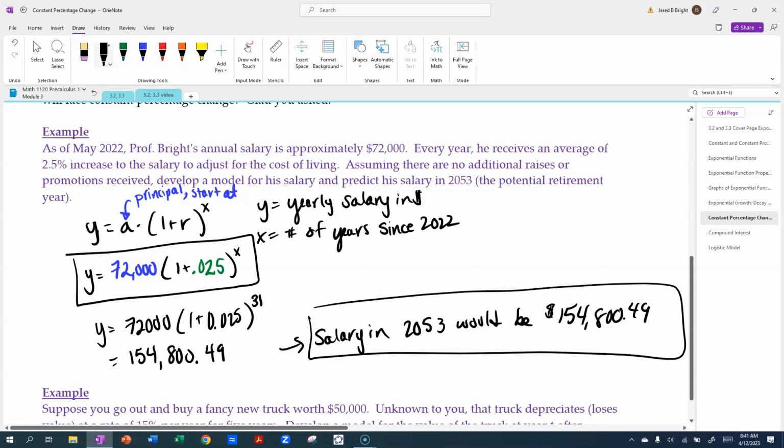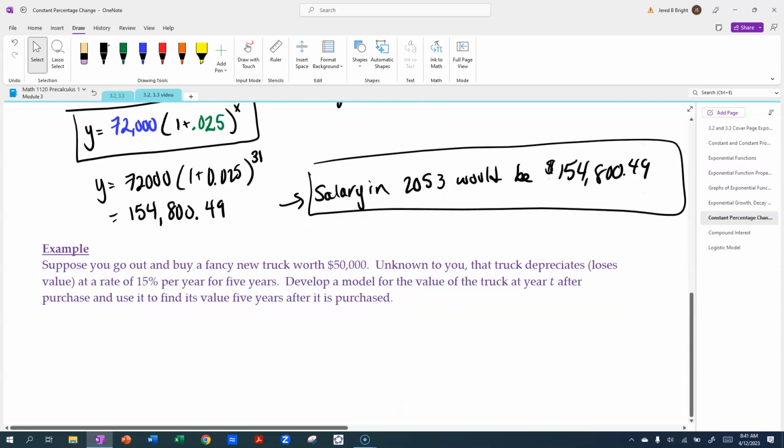That's a nice salary. By today's standards, 2053, I'll probably be below the poverty line if things continue the way they are. Joke. But there we go.